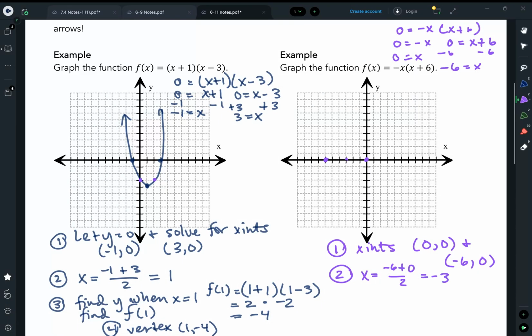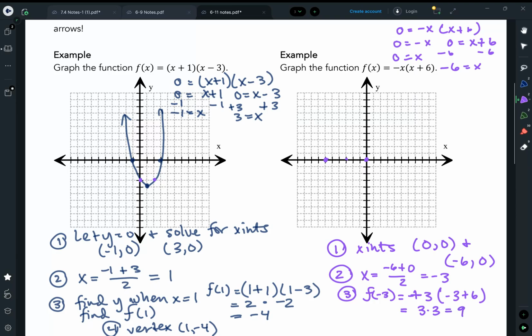Okay, once we find the x value, we need to find the y value. So that means I want to plug -3 in for x and come out with y. So f of -3 equals negative of -3. That's just going to be positive times -3 plus 6. Let's see, that's going to be 3 times 3, which is 9. I'm kind of running out of space here.